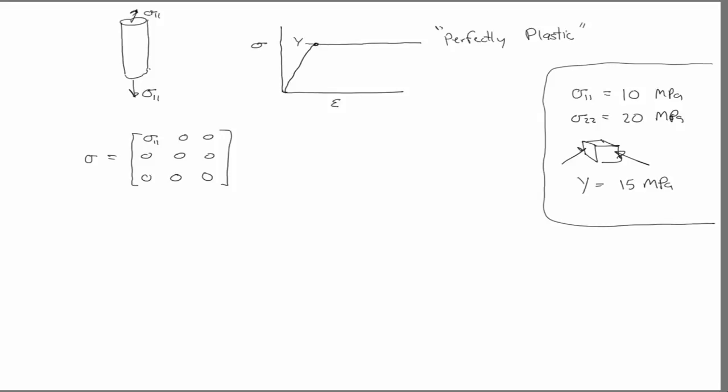If all I had measured was sigma 1-1, we would say no. If all I had measured was sigma 2-2, we would say yes, because the stress that I measure is higher than the yield value. So this isn't actually a good diagram because it needs to be more general. This is Y, 15 MPa. The sigma 1-1 I measure is 10, so it's somewhere down here, and I would say no, it's not yielding. But sigma 2-2 is up here at 20, so I would say yes, it is yielding. So what's the answer?